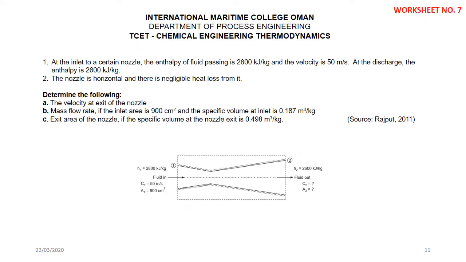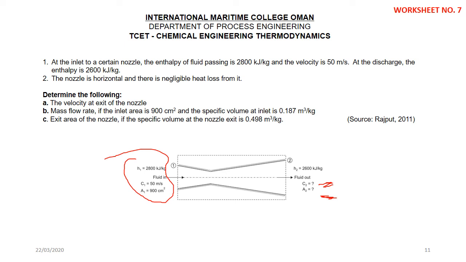So this is worksheet number 7, related to a steam nozzle problem. This is the inlet data available over here. Enthalpy is given as 2800 kilojoules per kilogram, velocity 50 meter per second, inlet area is 900 centimeter square. In the outlet the enthalpy is also given, 2600, but we have to find the exit velocity and exit area.